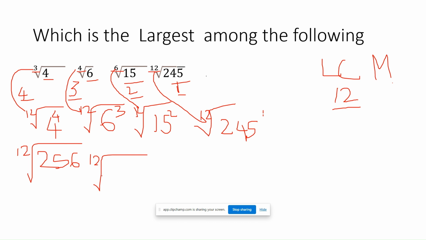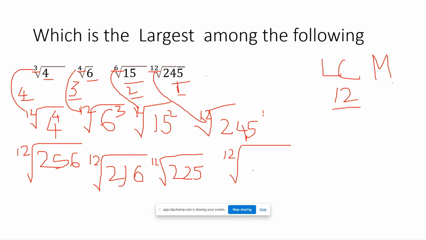Okay, here also same 12. 6 cube is nothing but 6 sixes are 36. 36 into 6 is 216. Okay. Now 15 square is how much? 15 into 15 is 225.